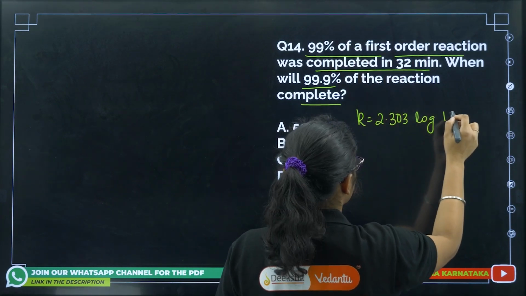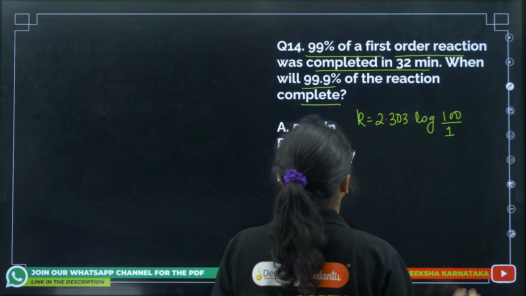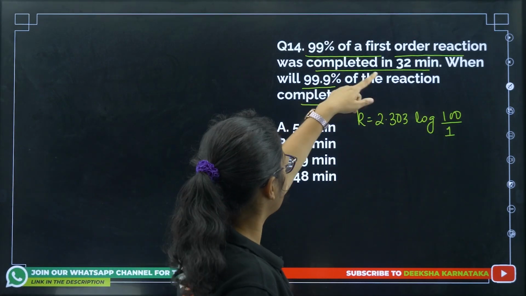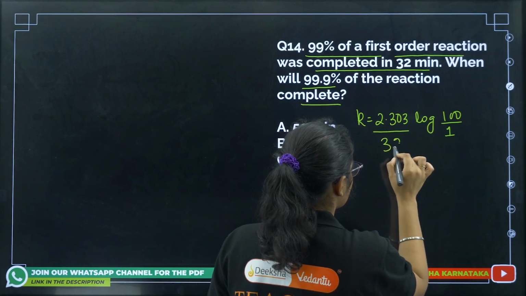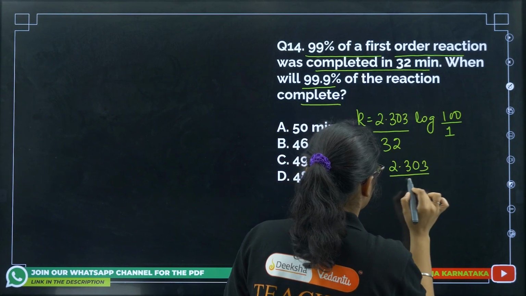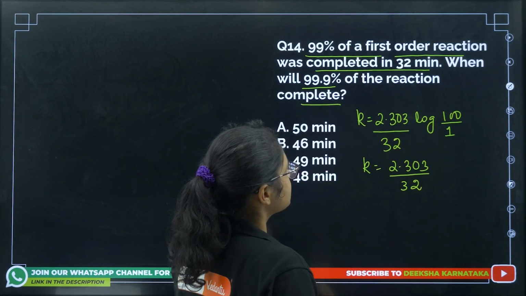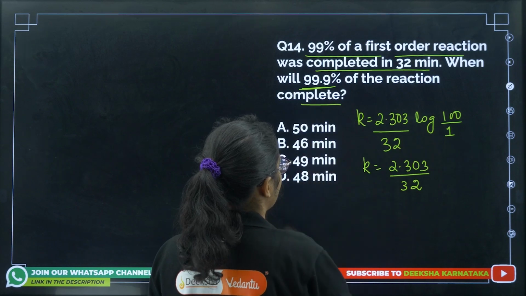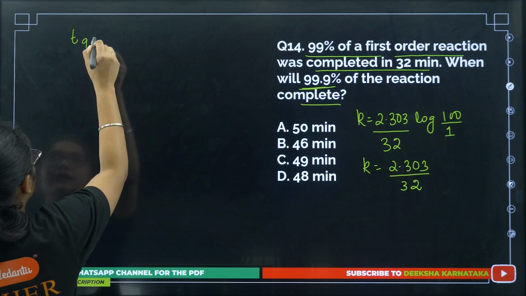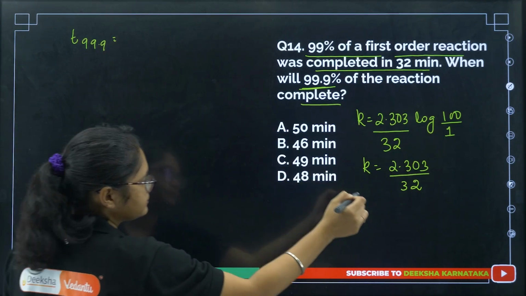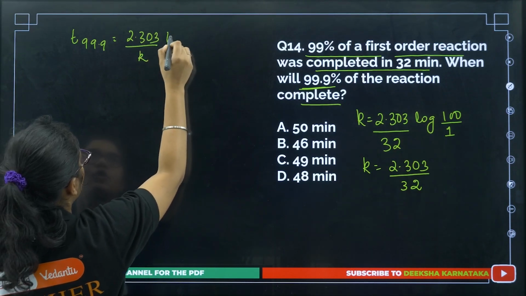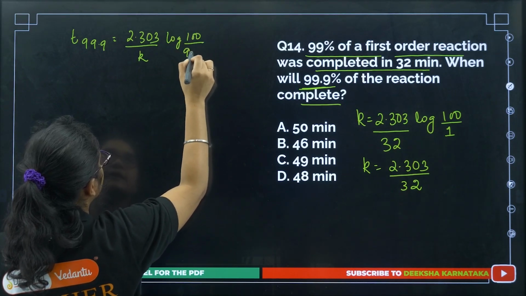So 99% means 100 by 1, I can say. 99% was already completed, right? So how much will be left now? 1% is remaining. For that it is taking 32 minutes. Right, so I can write that K is equal to 2.303 by 32. Okay, now what it is asking, what is the time required for 99.9% of the reaction? Okay, so let us calculate. So for t at 99.9%, I have K value, I have this formula, right? 2.303 by K log of 100 by 99.9.